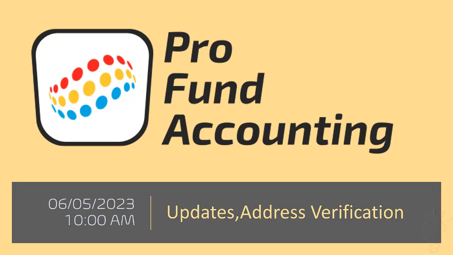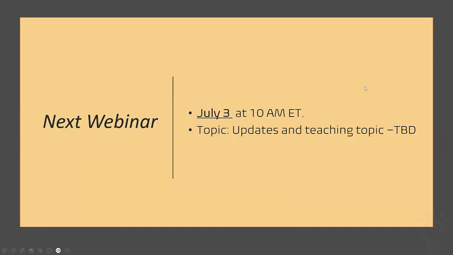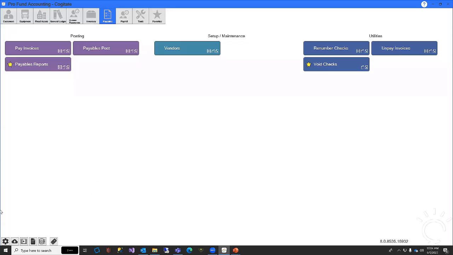So welcome everybody to today's Cogitate's update meeting. We're going to be talking about our updates from the last month and address verification in the chat window, and Paul will bring that to my attention. All right, so getting right to it, we want to go to our updates.